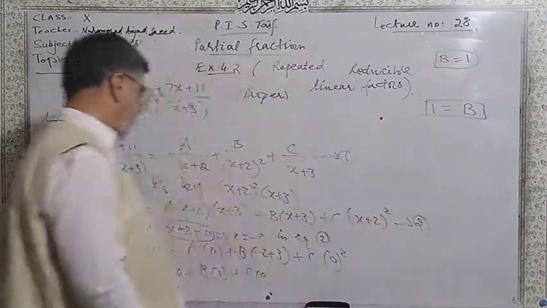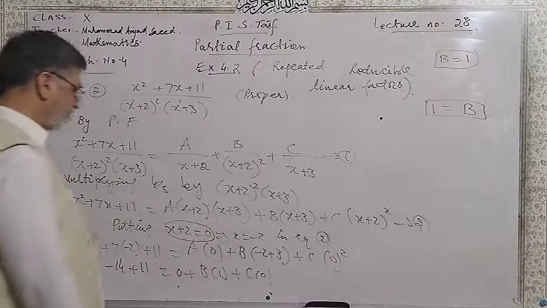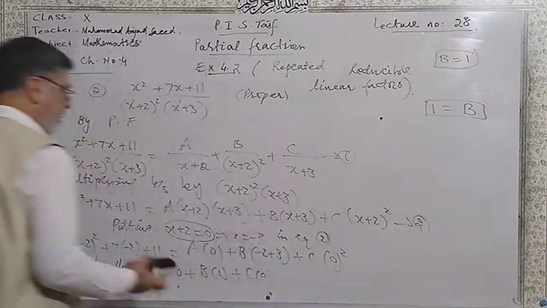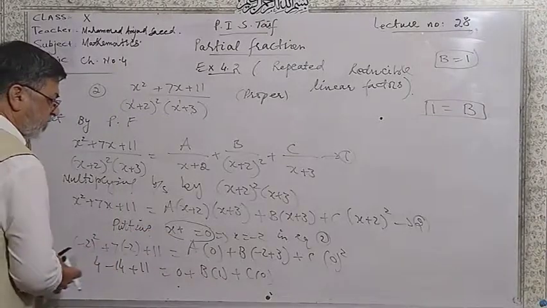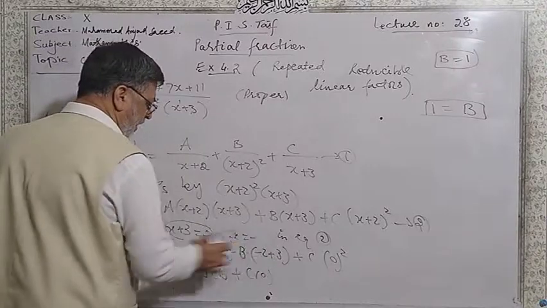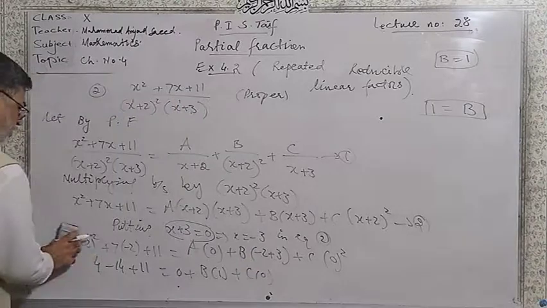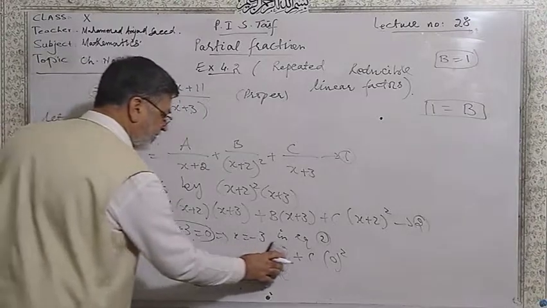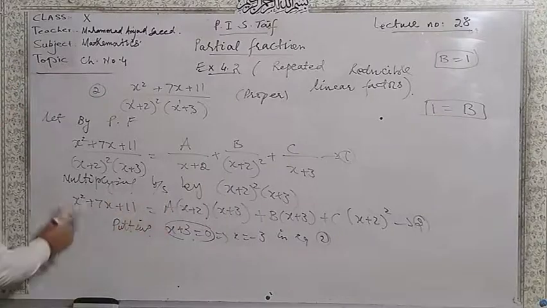b is equal to 1. We got the value of b. Similarly, we can apply x plus 3 is equal to 0, which implies that x is equal to minus 3 in equation number 2. x is equal to minus 3.